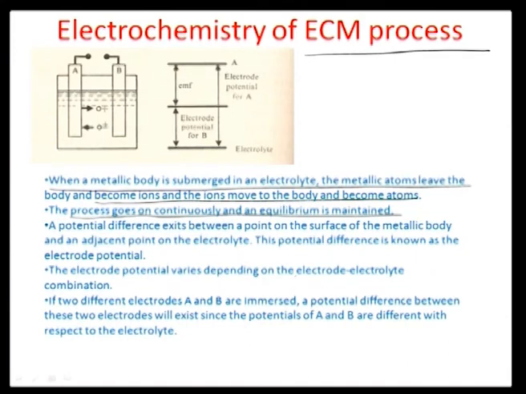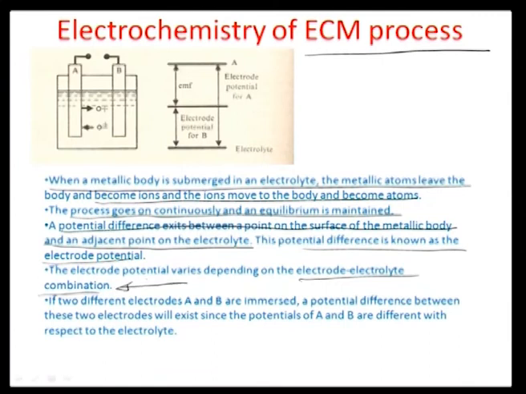A potential difference exists between a point on the surface of the metallic body and an adjacent point in the electrolyte, and this difference is known as the electrode potential. The electrode potential varies depending on the electrode-electrolyte combination. This is nothing but the zeta potential that they mention for a surface.